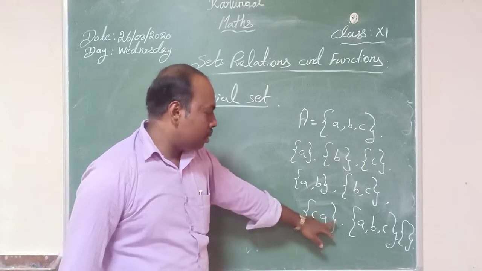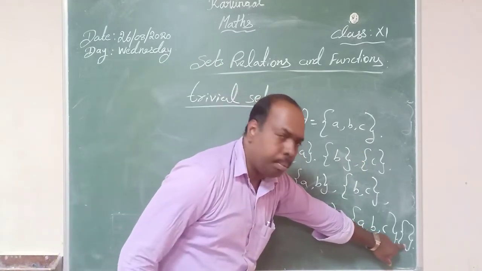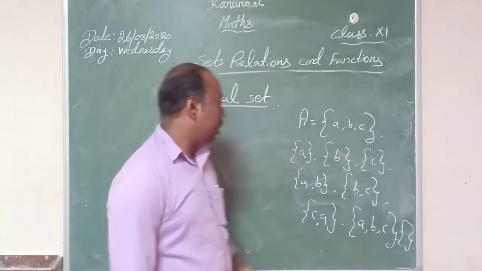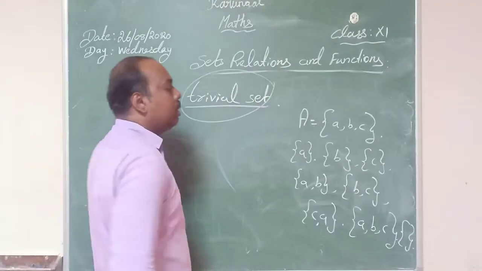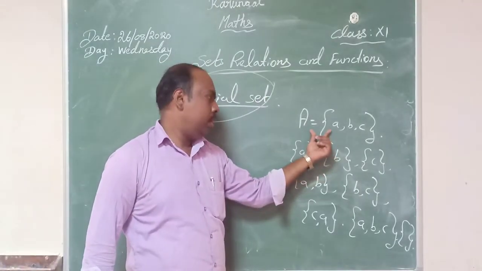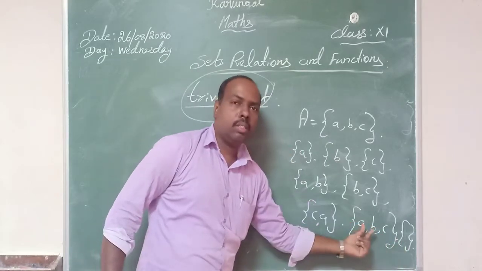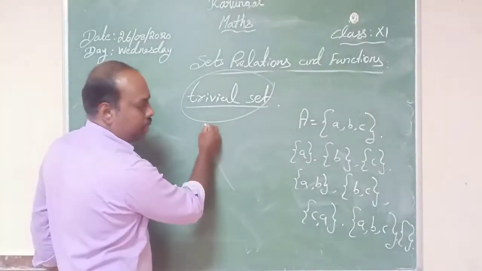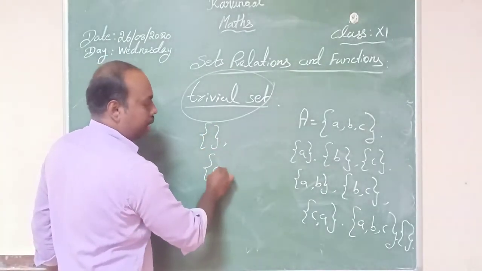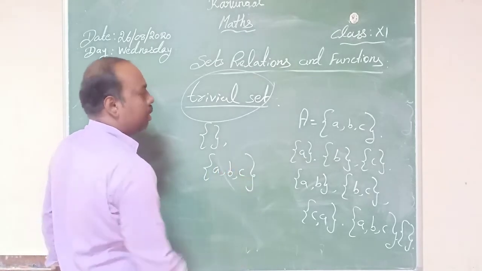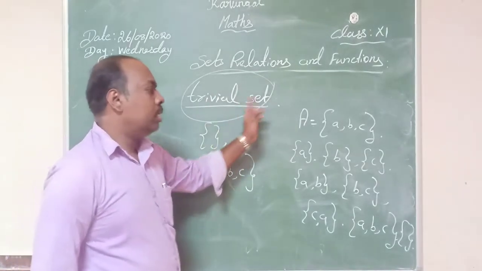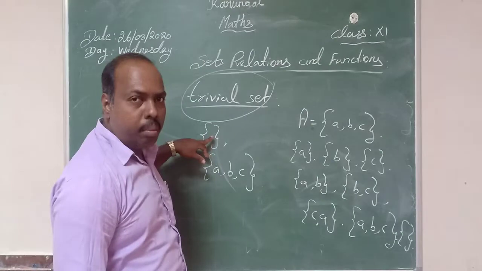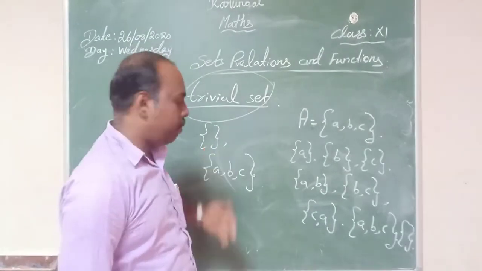So the empty set and the set itself is called trivial set. So all the sets we have, the empty set and also the set itself, that is called trivial set. So what are the trivial sets here? The empty set and A comma B comma C. I think you understand about trivial set. Am I right?